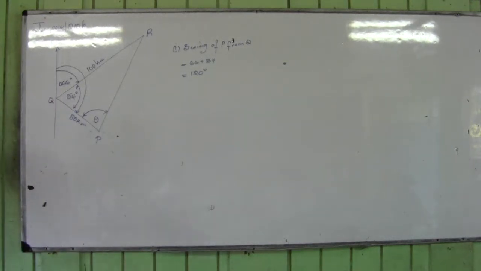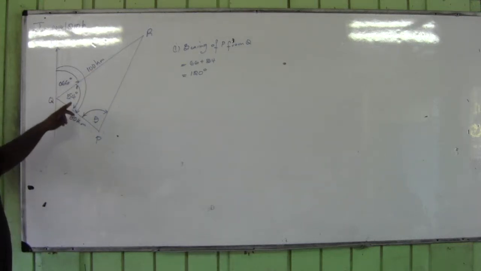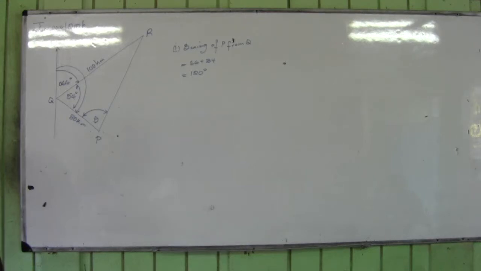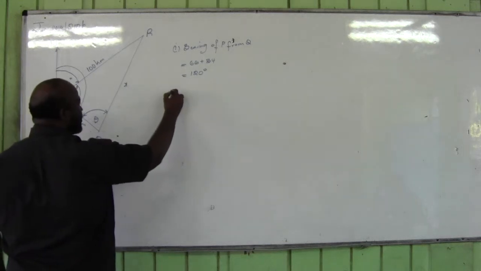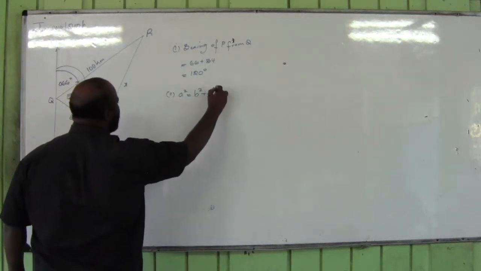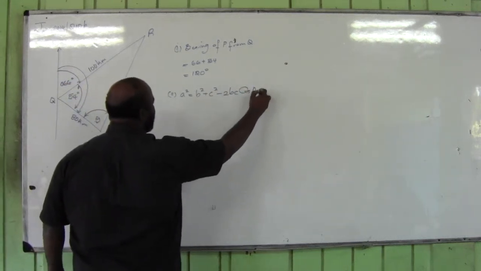Ladies and gentlemen, if I know 2 sides of a non-right angle triangle and the inclusive angle, it is a condition for using the cosine rule. I'm going to call this line x. The cosine rule says a squared equals b squared plus c squared minus 2bc cosine A.